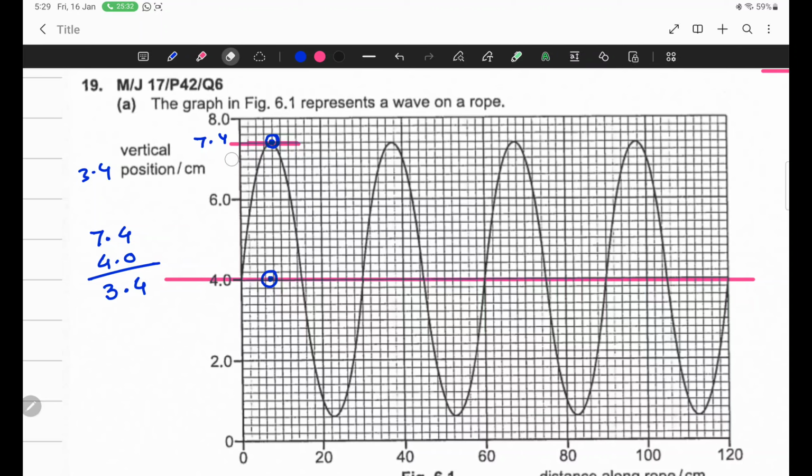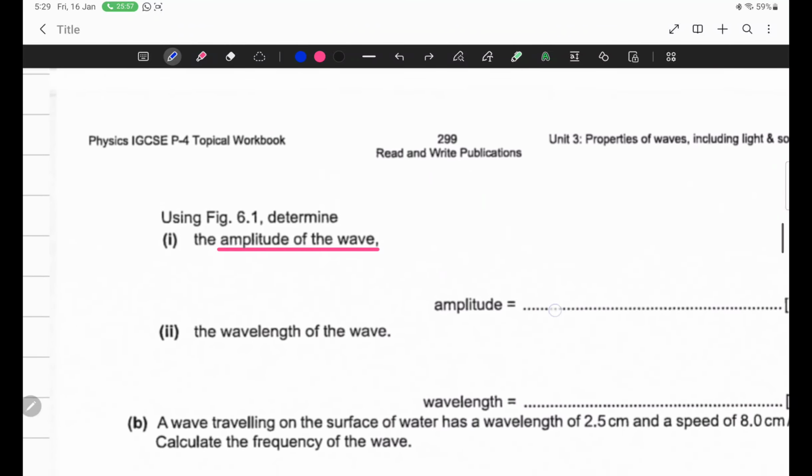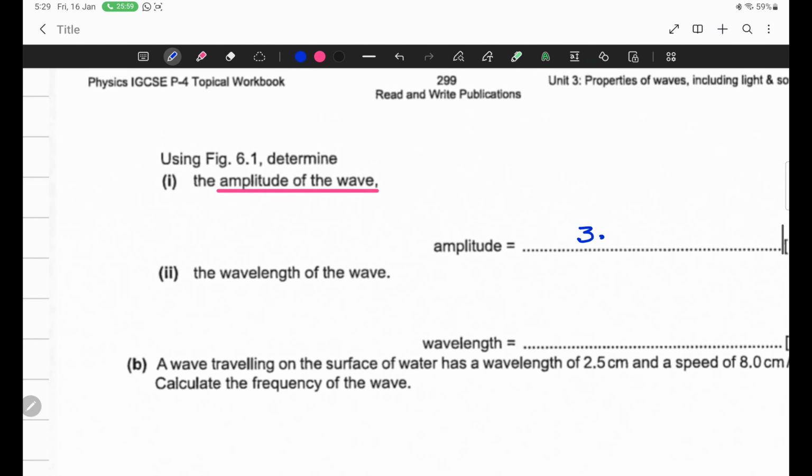But Manur, the horizontal line is the mean position, and this horizontal line is at the 4 centimeter mark. Okay, beta. And the extreme point is at 7.4, and the separation between 7.4 and 4.0 is 3.4. And the unit is given in centimeters, so it is 3.4 centimeter.